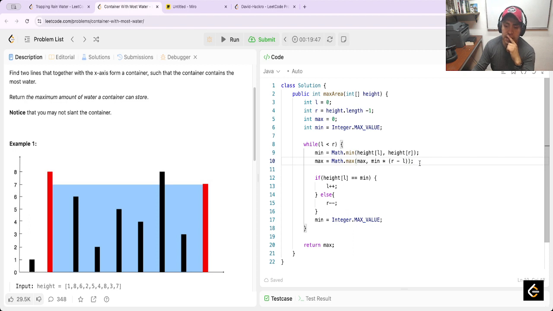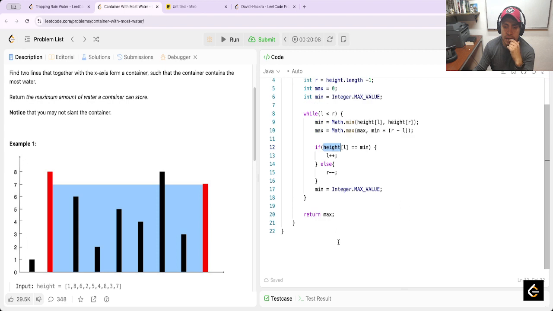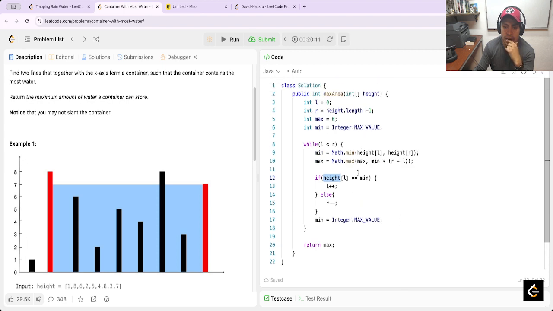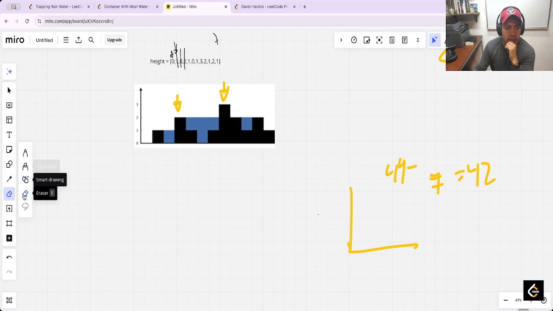Okay, with this is the calculus of how many squares we have here. Height is equal to min, L plus plus, when this height is equal to the min, plus plus, and this height in the index L, that is this, is equal to min. Yeah, in this case is equal to min, this is a move. Okay, now for this.